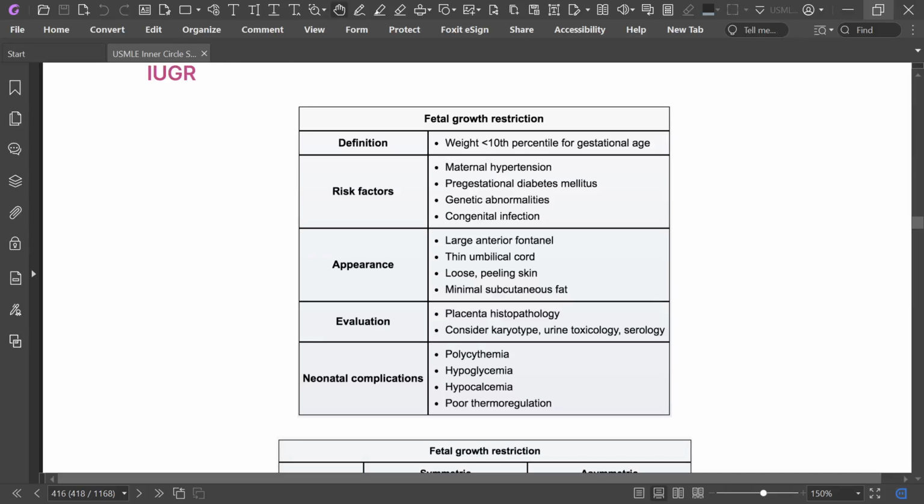Assalamu alaikum. Let's dive into IUGR, intrauterine growth retardation. It is a very important topic of obstetrics, taken from the USMLE inner circle.